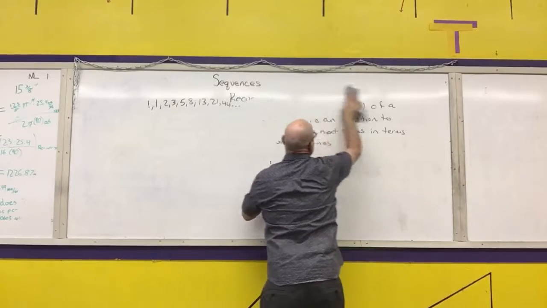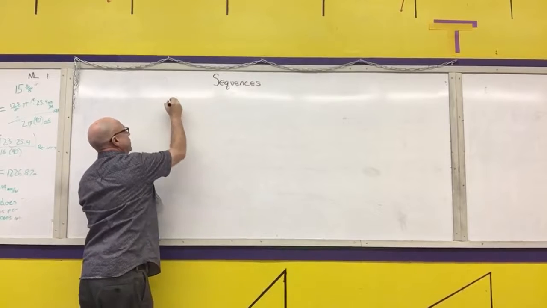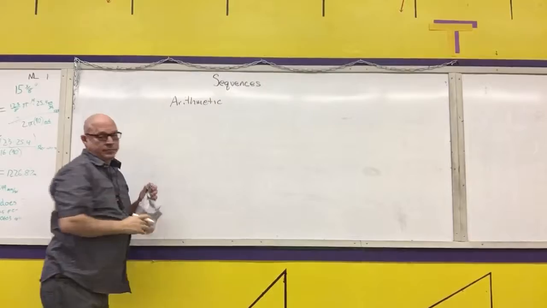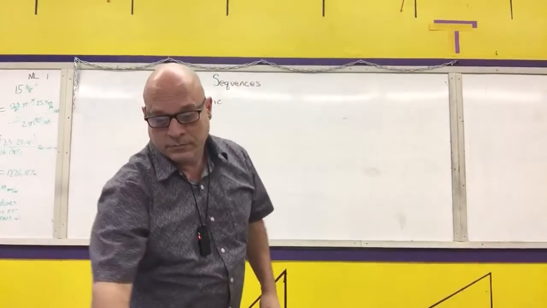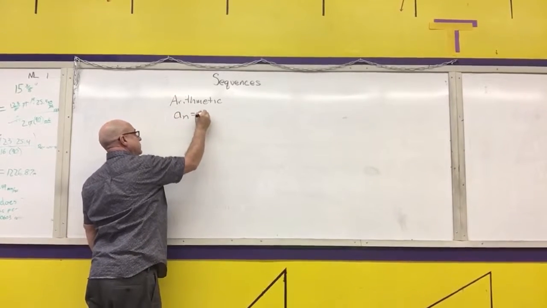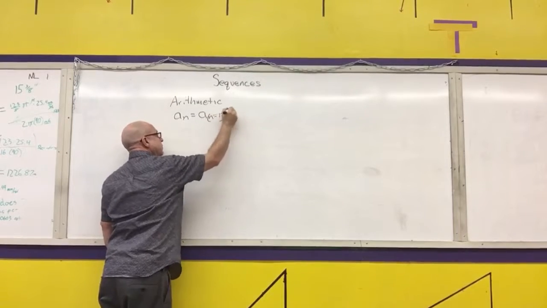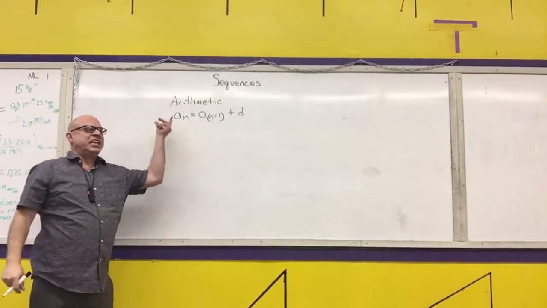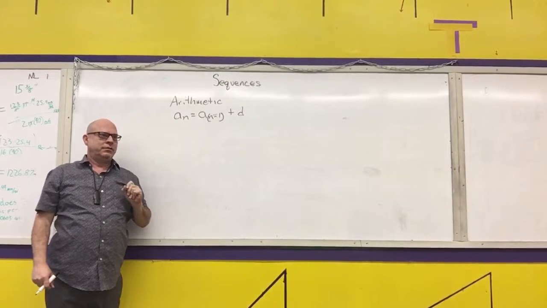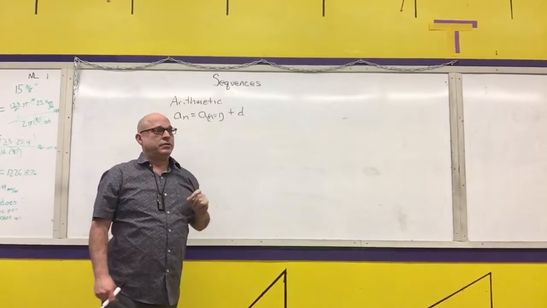So the recursive sequence for arithmetic looks as follows. Arithmetic. What it says is to get the next number, I take the previous number and add the difference to it. Does that make sense? Yes. I take the previous number and add the difference to it.